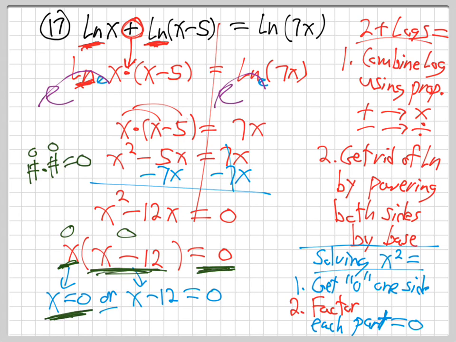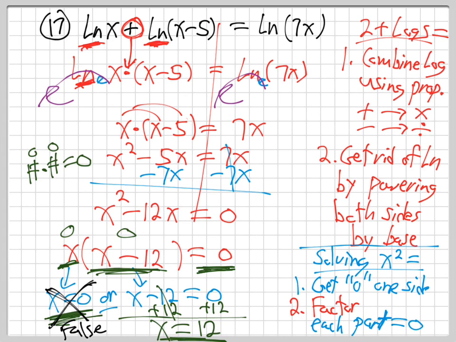We have to finish solving the second one. Add the 12 to both sides. So x is 0 or x is 12. But remember what we learned? Bye-bye 0. That's a false answer.